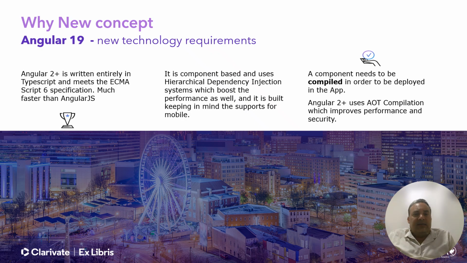Angular 2 Plus is written entirely in TypeScript and meets the ES6 specification, which is much faster than AngularJS. It is component-based and uses a hierarchical dependency injection system, which boosts performance as well, and it is built keeping in mind support for mobile. And as it is component-based, a component needs to be compiled in order to be deployed in the application. Angular 2 Plus uses ahead-of-time compilation, which improves performance and security.